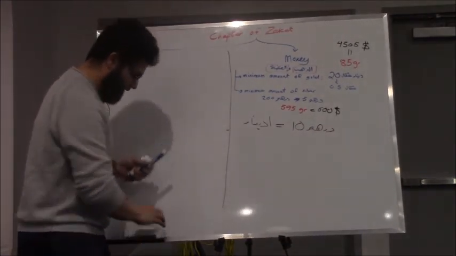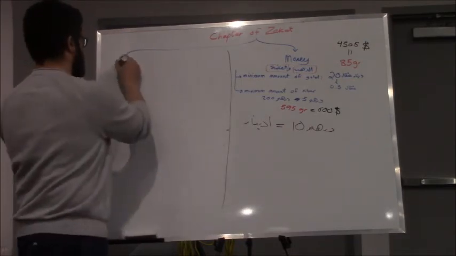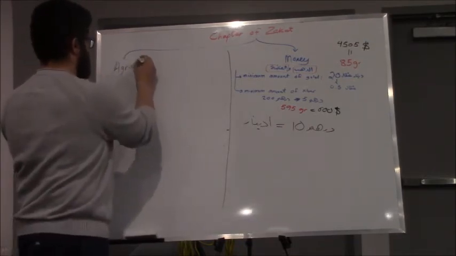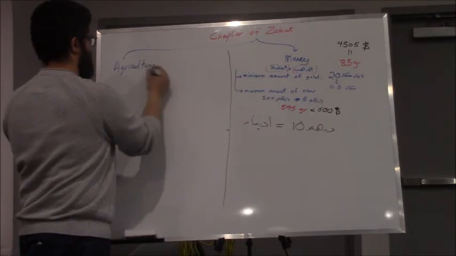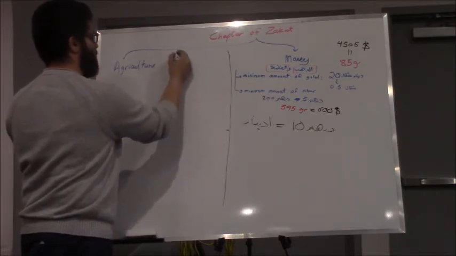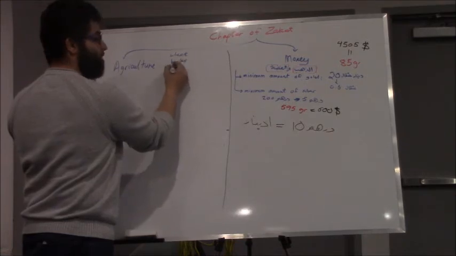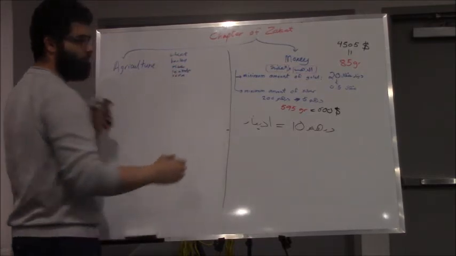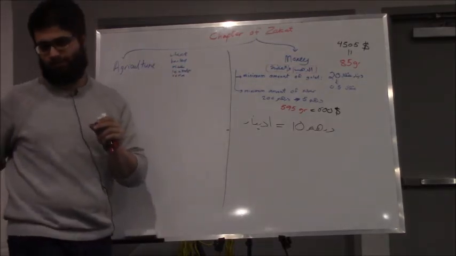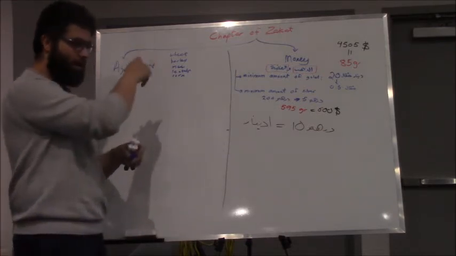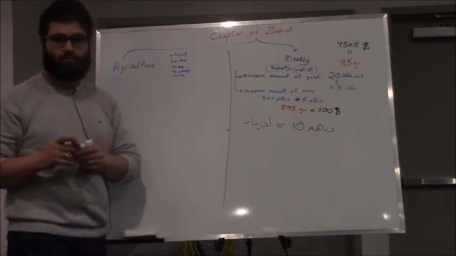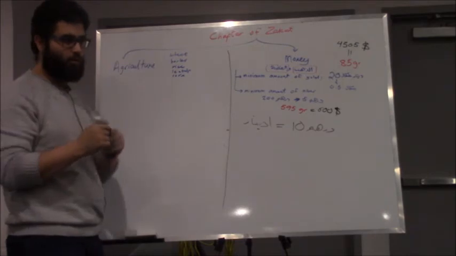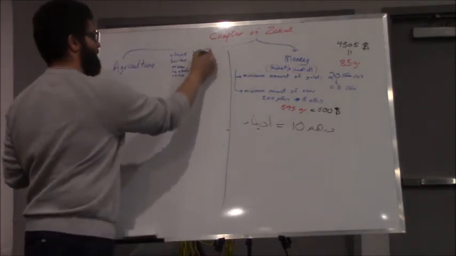What is agriculture? Yes? Very good. Perfect. So, wheat, barley, rice, lentils, corn. Anything else? Yeah, so these five, what are they called? Staple crops, right? Staple food crops. They're called staple food crops.